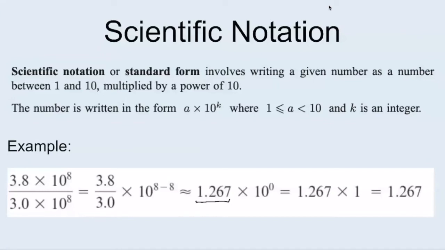So just be careful when you're working with scientific notation. The final answer could technically be expressed in scientific notation, but there's no need to write 10 to the power 0 in this case. You would just write 1.267 and you would be done. Scientific notation is typically used for really big numbers, and when you're dividing a really big number by another really big number, you could end up with a result that is relatively small, like 1.267.